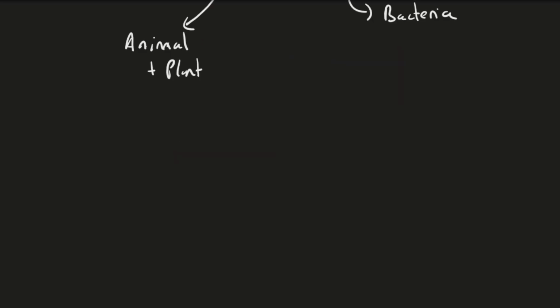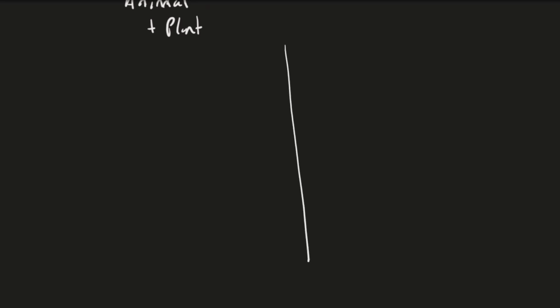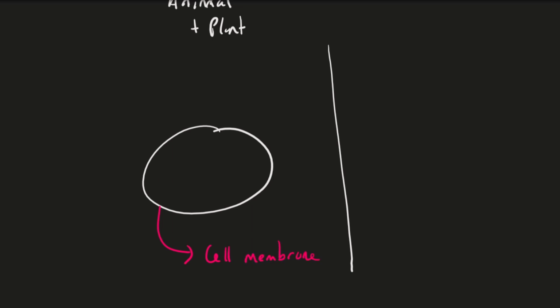Now let's look at the structure of a eukaryotic cell first of all. So let's split it in the middle, and on the left-hand side we're going to draw our eukaryotic cell. It's quite a simple structure. The first thing we have is the outside of the cell, which we're going to call the cell membrane. And then within the middle of the cell, you've got this jelly-like substance which all your cell organelles hang about in. This is what we call the cytoplasm.